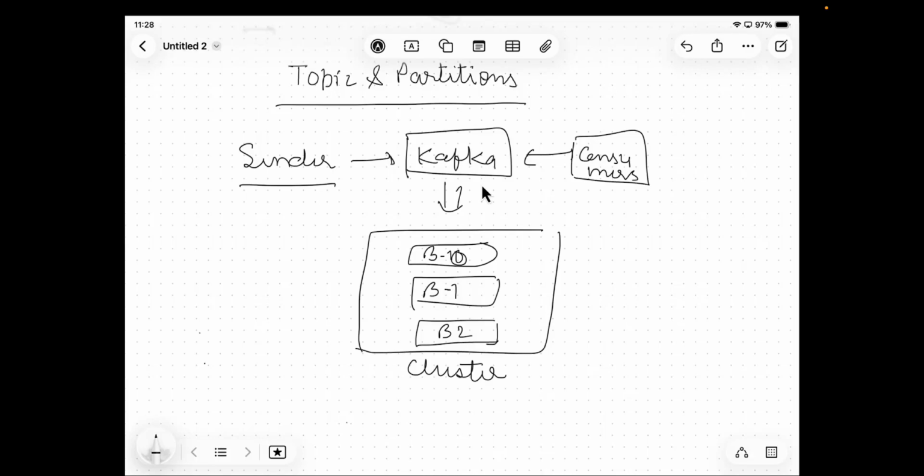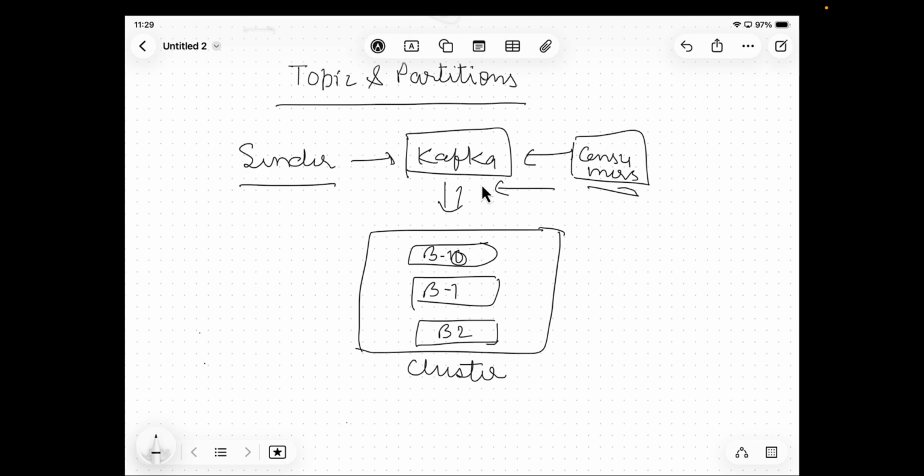Welcome back. In the previous lecture, we discussed the Kafka high-level architecture. We saw producers sending the data to Kafka and consumers reading the data from Kafka. So Kafka itself is a cluster which has multiple brokers, right? We understand that Kafka is a distributed, scalable and fault-tolerant system that sits between the producer and consumers.